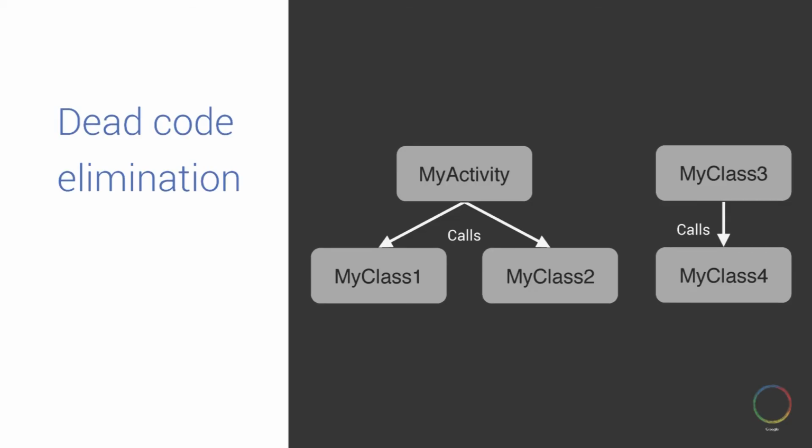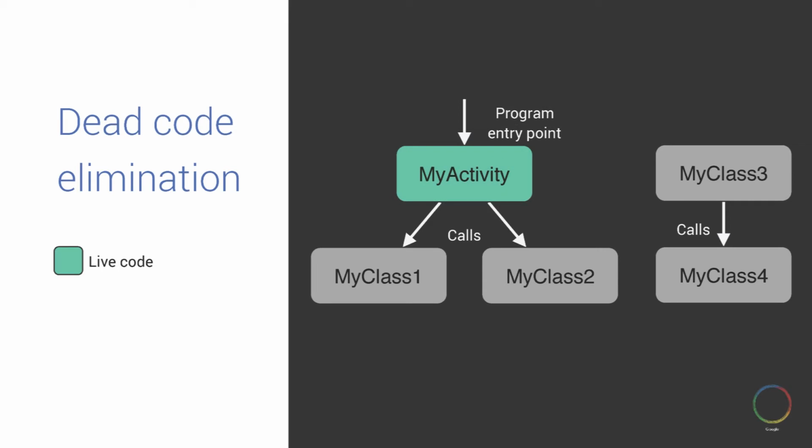So what is dead code elimination? Well, if you think of your program as a graph of classes, methods, and fields as nodes, and the calls between them as edges, then your application could be represented somewhat like this, where my activity calls my class 1 and my class 2, my class 3 calls my class 4.